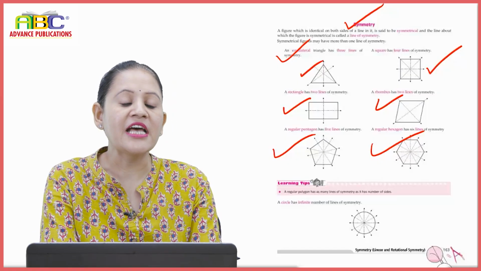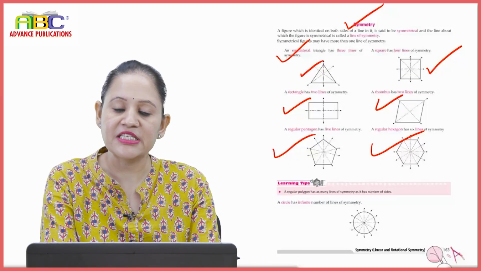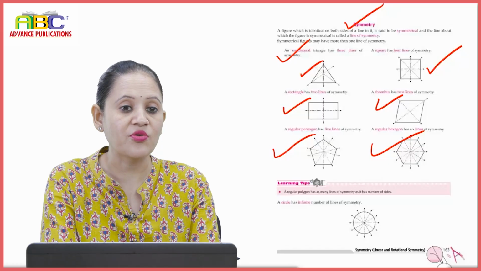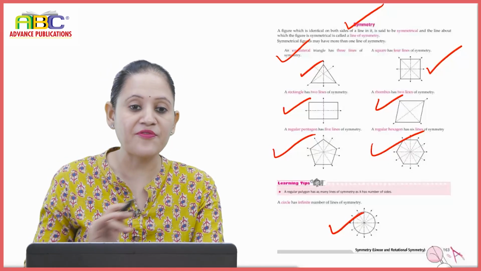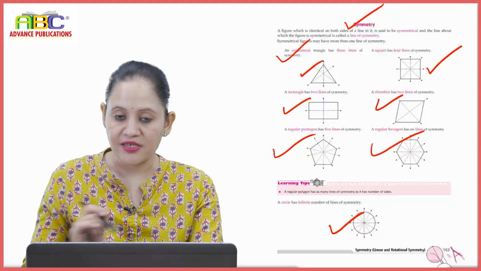A regular polygon has as many lines of symmetry as the number of sides. जितनी number of sides होगी उतनी ही line of symmetry होगी. The circle has an infinite number of lines of symmetry. Here you can see a circle has infinite lines of symmetry.